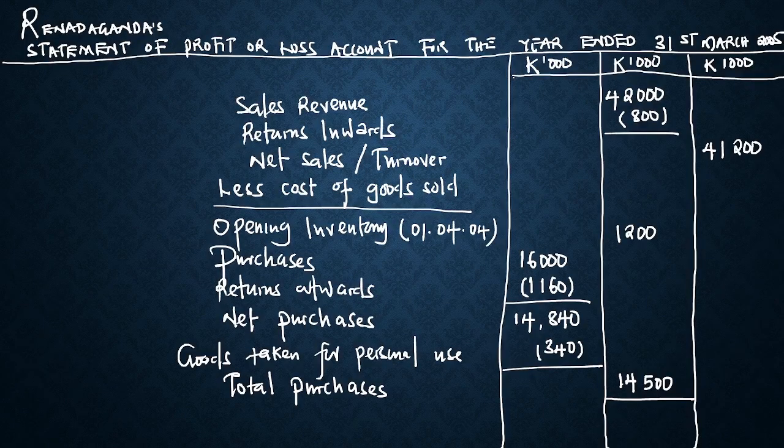Okay, we can continue now. You are going to add your opening inventory plus your total purchases. When you add the two, what are we getting?